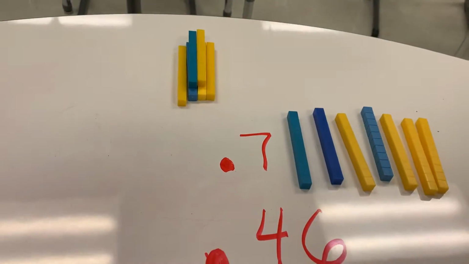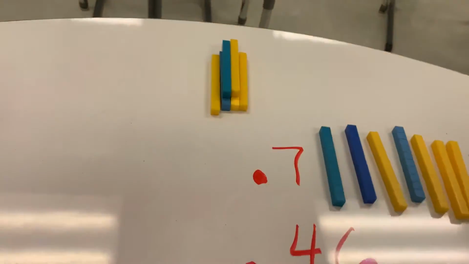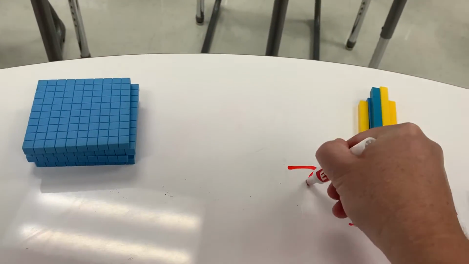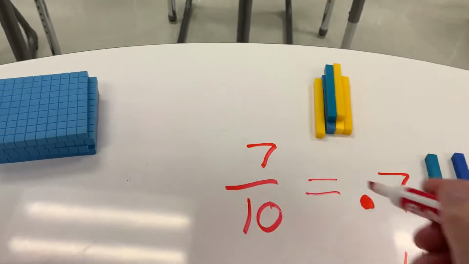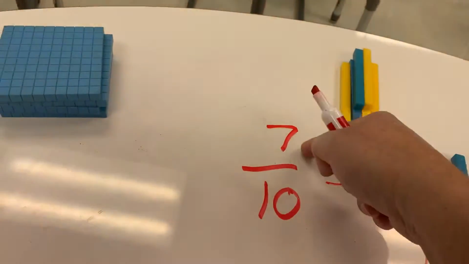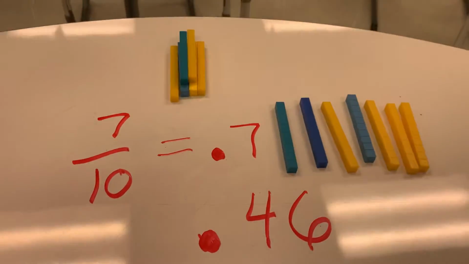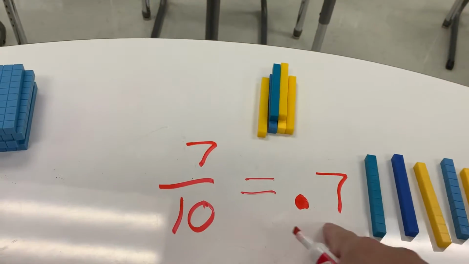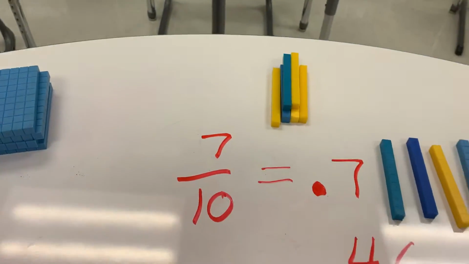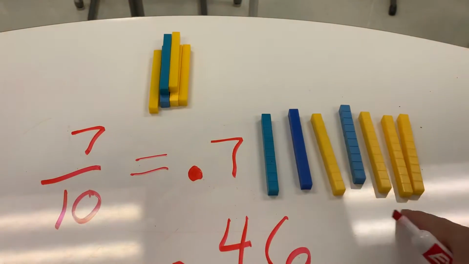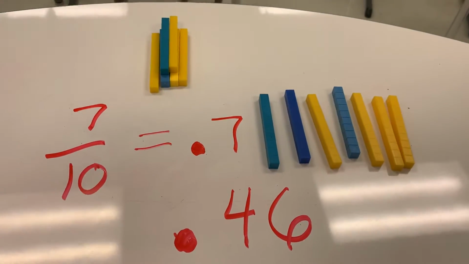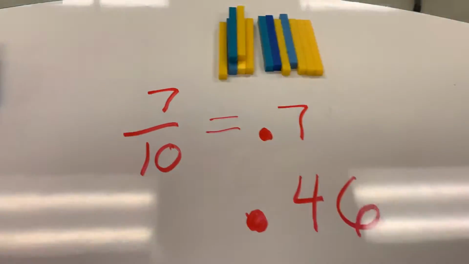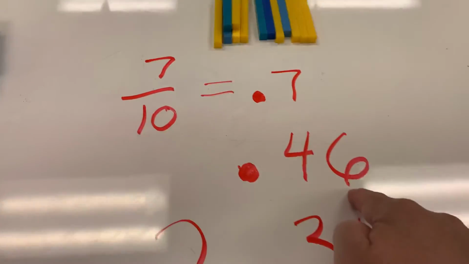So that's 7 tenths. Now, I'm going to show you what 7 tenths would look like in a fraction. It would simply be 7 out of 10, or 7 over 10. Okay, so that's what it would look like as a fraction. So 7 tenths is 7 over 10. And it would be represented by 7 sticks. Okay, so let's put those back. And now we have the next one.